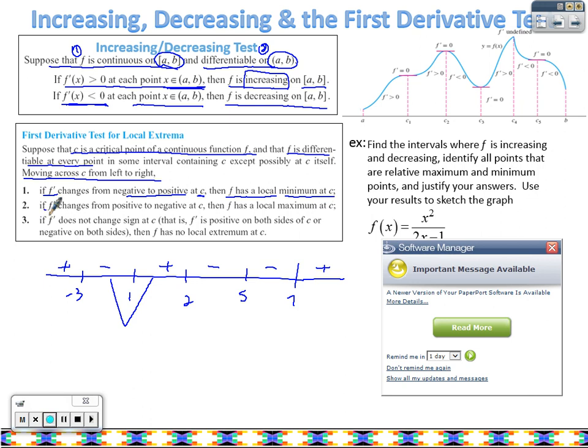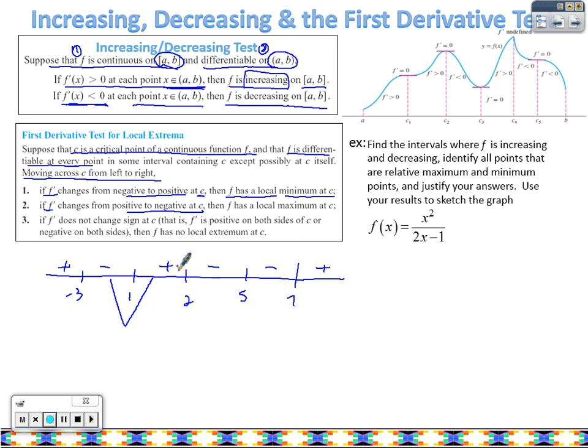If the first derivative changes from positive to negative at the critical number, so like here, we're going from a positive, increasing function to a decreasing one. And again, some students like to draw that, just to indicate that that's a maximum. If we go from a positive to a negative value at c, then we have a local maximum there.